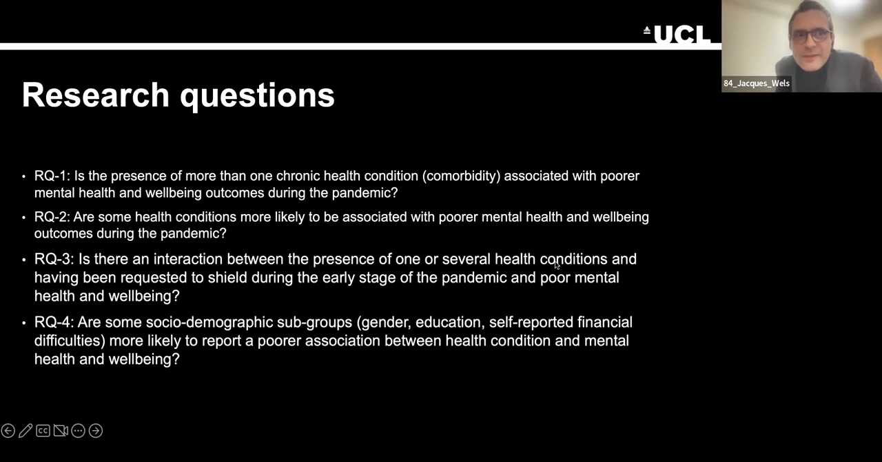The first one was to look at whether the presence of more than one chronic health condition, which you call comorbidity, was associated potentially with poor mental health and well-being outcomes during the pandemic. The second research question was to look at whether some specific health conditions were more likely to be associated with poor mental health and well-being outcomes during the pandemic.